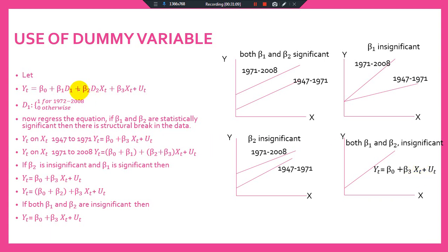So see here, if beta 1 and beta 2 are insignificant, then this part is 0, this part is 0, and this part is 0. So we get only beta naught plus beta 3 xt plus ut.